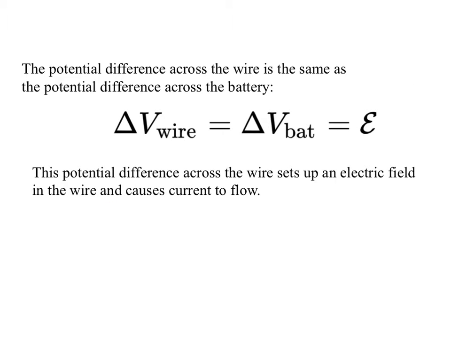All right, that's summed up here, that delta V of the wire is delta V of the battery, or the EMF. And this potential difference across the wire is what sets up the electric field and causes the currents to flow. So we are sometimes a little sloppy because we say the battery creates a potential difference, and that's what drives the charge through, and that's fine. But what's really going on is that that potential difference is also a potential difference in the wire, and it's the electric field in the wire that moves the charges along.